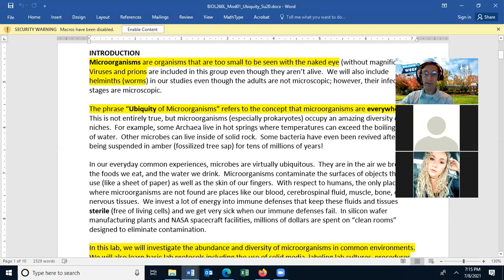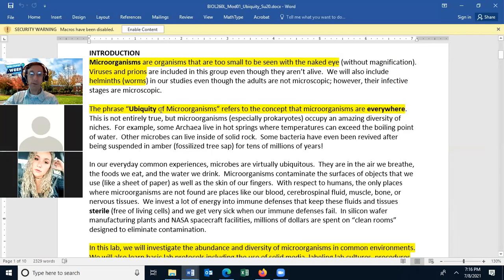Microorganisms are organisms that are too small to be seen with the naked eye, and that does include viruses and prions, which are not really cellular organisms, and it does include helminths or worms, which are not really microscopic. Okay? The phrase ubiquity of microorganisms refers to the concept that microorganisms are essentially almost everywhere.